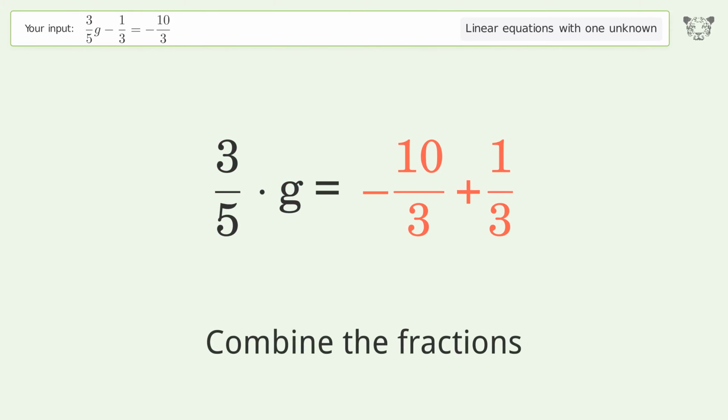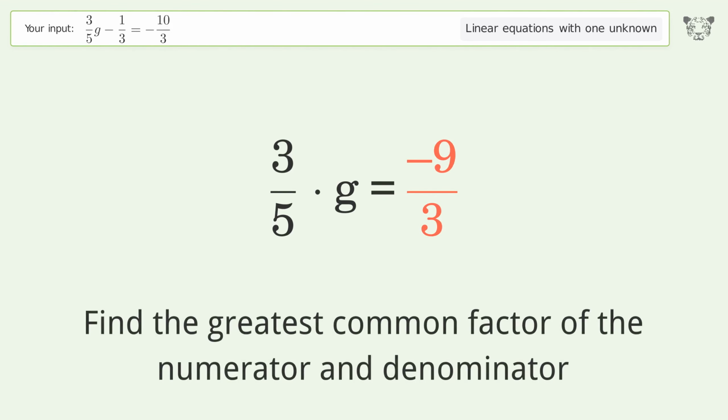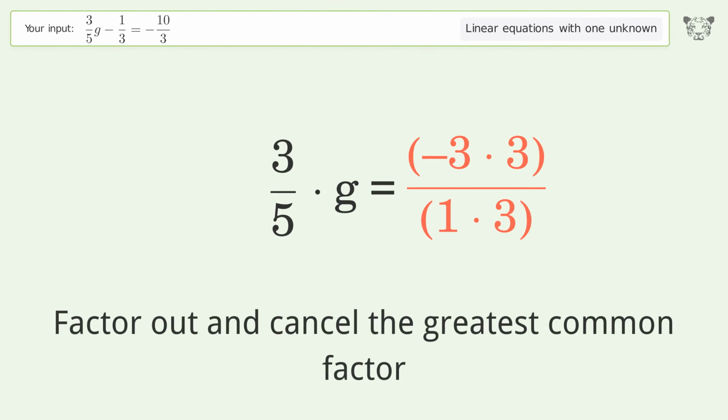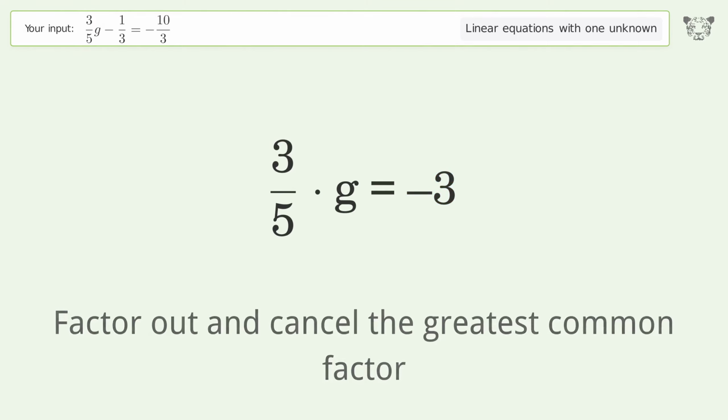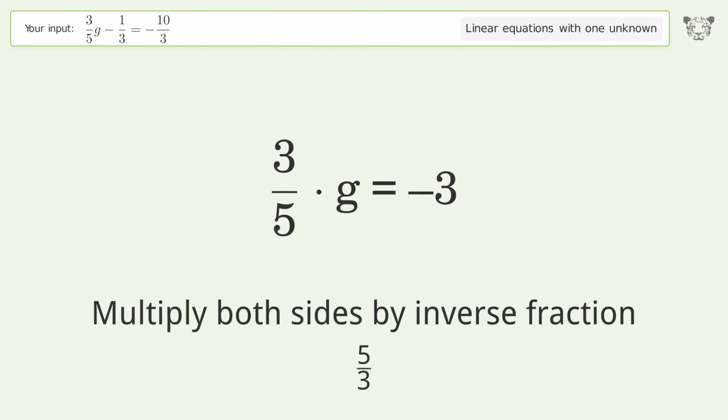Combine the fractions. Combine the numerators. Find the greatest common factor of the numerator and denominator. Factor out and cancel the greatest common factor. Isolate the g. Multiply both sides by inverse fraction 5/3.